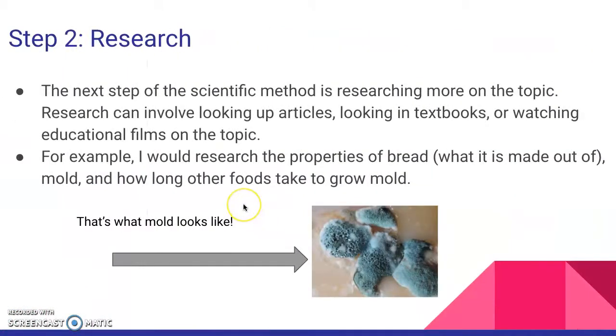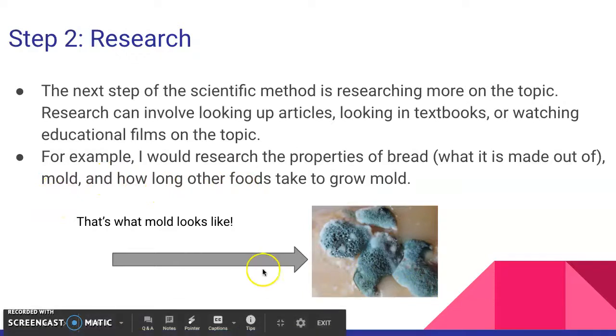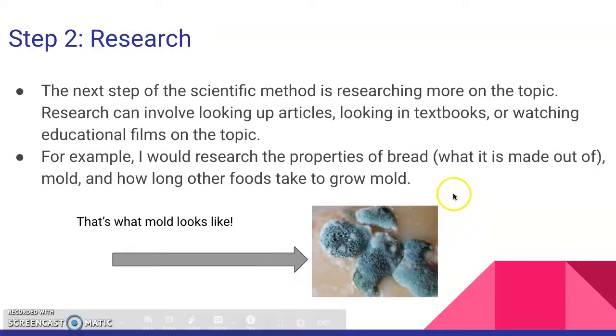The second step is to research. When researching, you want to know more about the topic that you're going to be performing an experiment on. The research can involve looking up articles, looking inside textbooks, or watching educational films on the topic. I would be looking at the properties of bread, or what bread's made out of, different types of mold, and how long other foods take to grow mold. And by the way, this is what mold looks like. It is really gross.